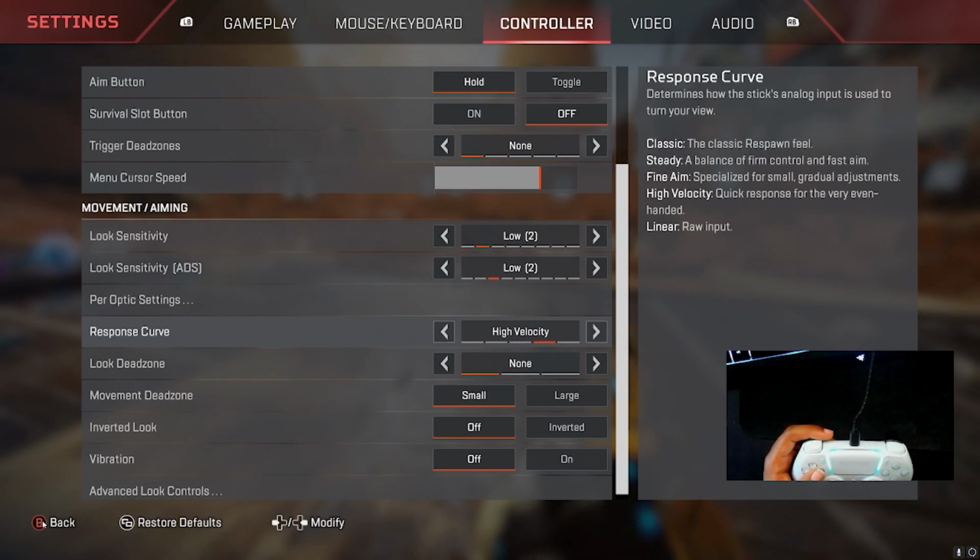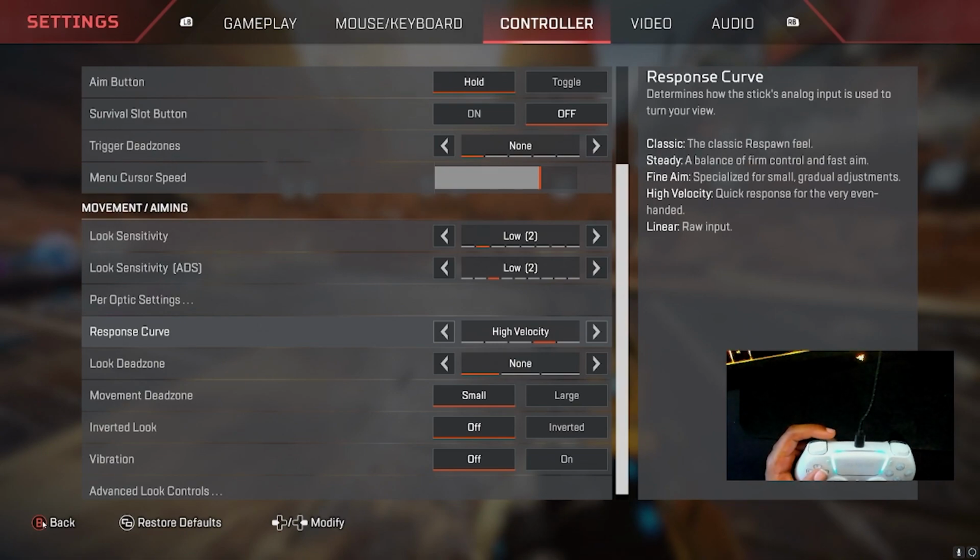It tells you on the side what it really does, but it just feels awful. It feels clunky. I've tried it before. Just trust me on this one. Do not use it. The classic or linear will be your best friend.